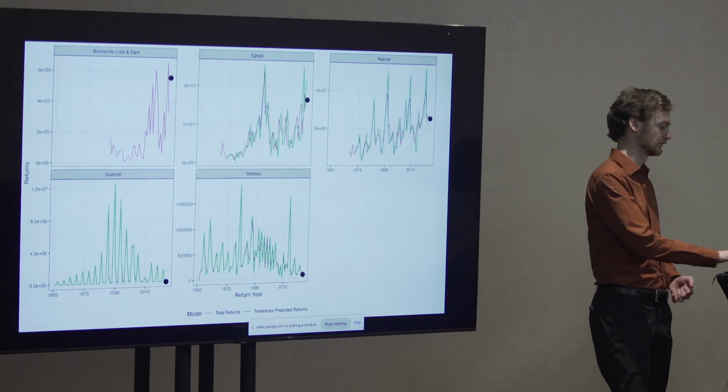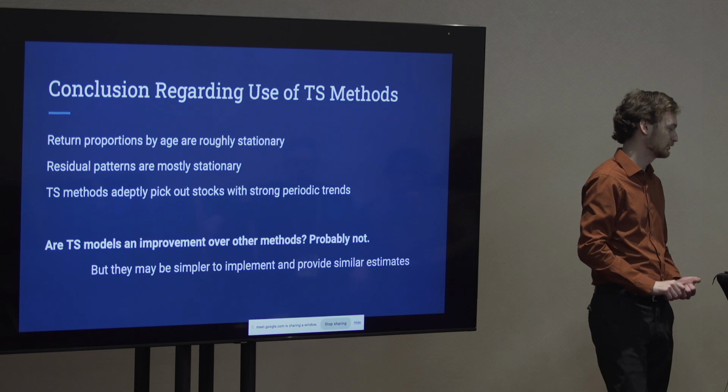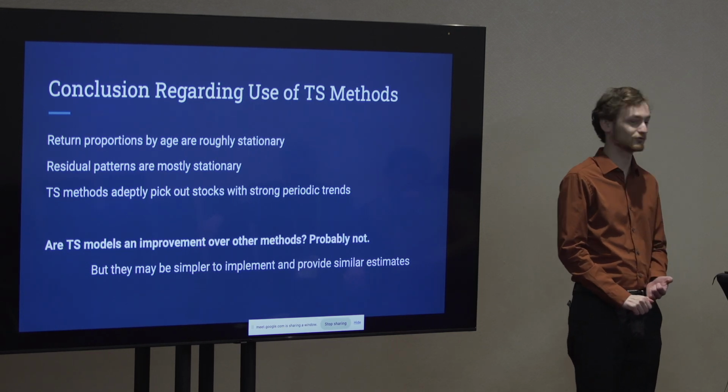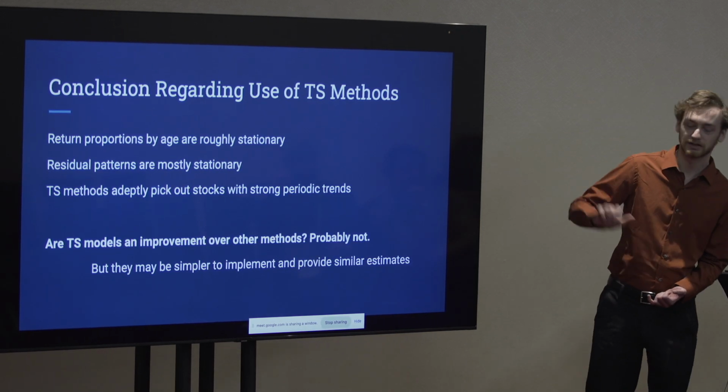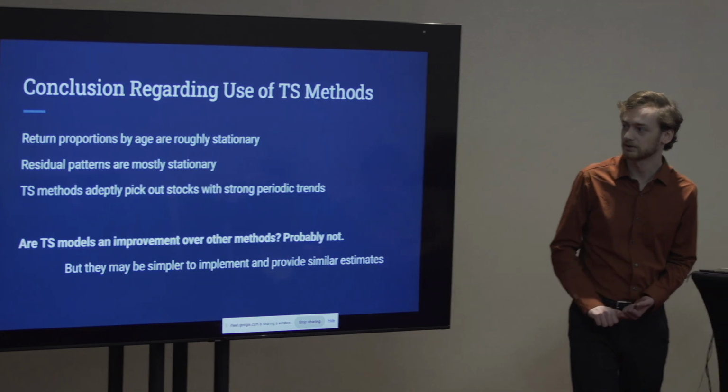So in conclusion, generally return proportions by age are roughly stationary. That's really nice. If they weren't, these models get really complicated. Residual patterns are stationary a lot of the time, particularly in Bristol Bay. A lot of the residuals are very nicely behaved. They're a lot less stationary in the Fraser River stocks with those strong periodic trends. And time series methods seem to work pretty adeptly for stocks that exhibit those strong periodic trends.